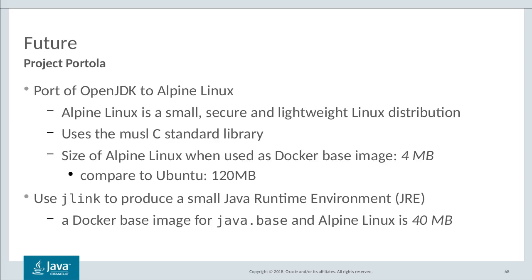For example, if you use compression and many of the features found in jlink, the Docker image for just java.base using Alpine as the base image is only 40 MB. Now, your application probably requires a bit more than just the java.base module, but this example shows that you can get very small Docker images using this port.